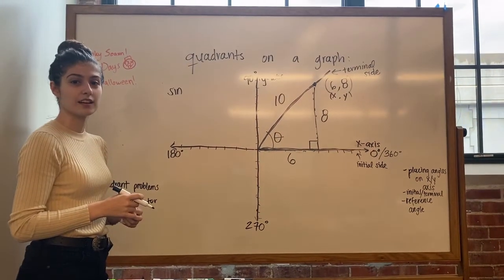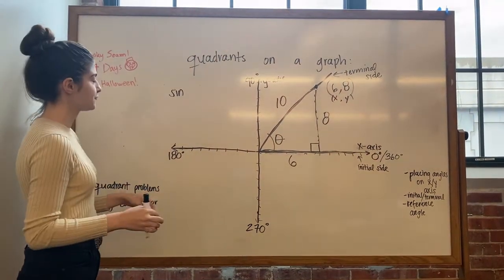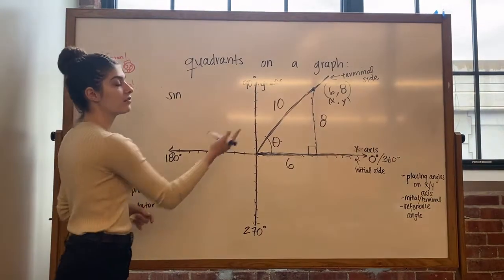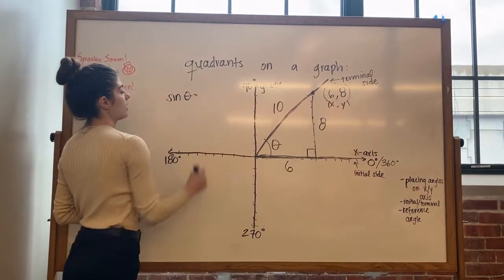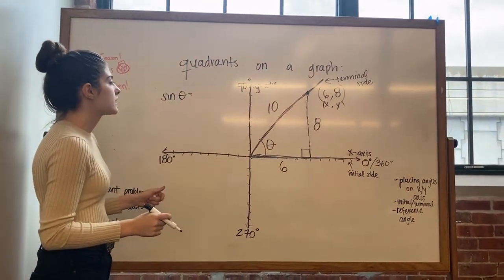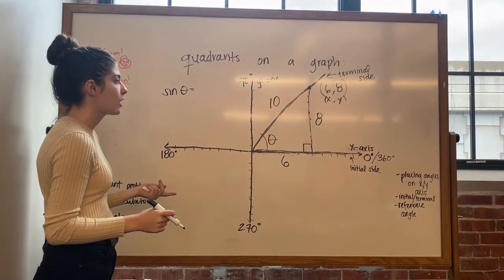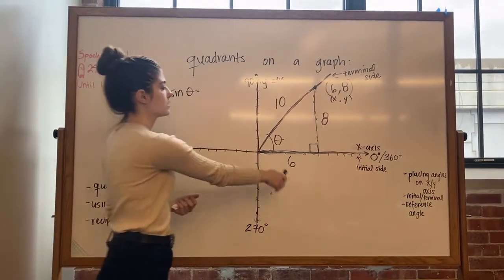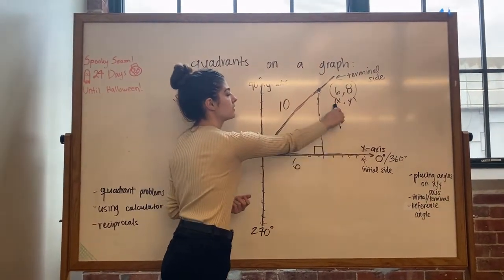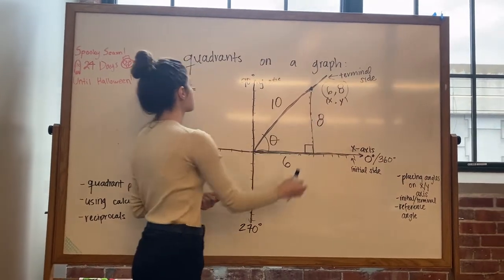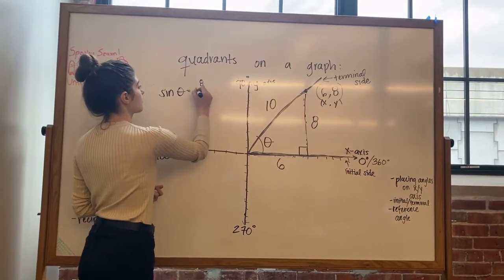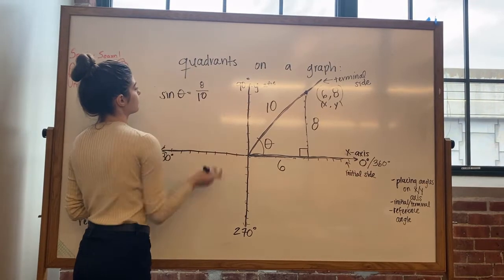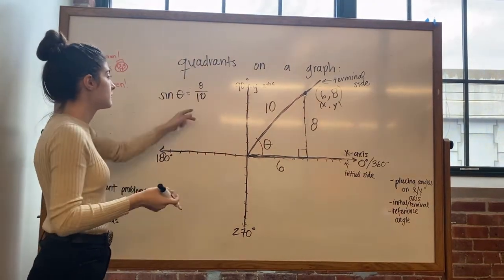So let's say we have sine of theta. We don't know theta yet, right? That's going to be opposite over hypotenuse, right? So if this is our angle, our opposite is right here. It's our 8 over our hypotenuse 10. Okay, and there it is.